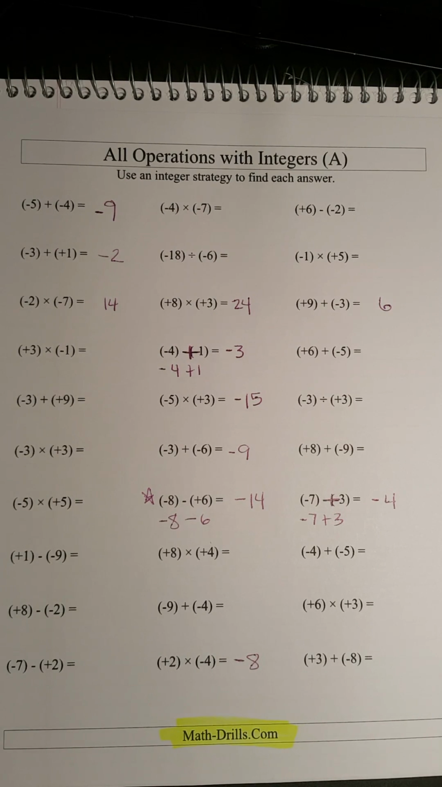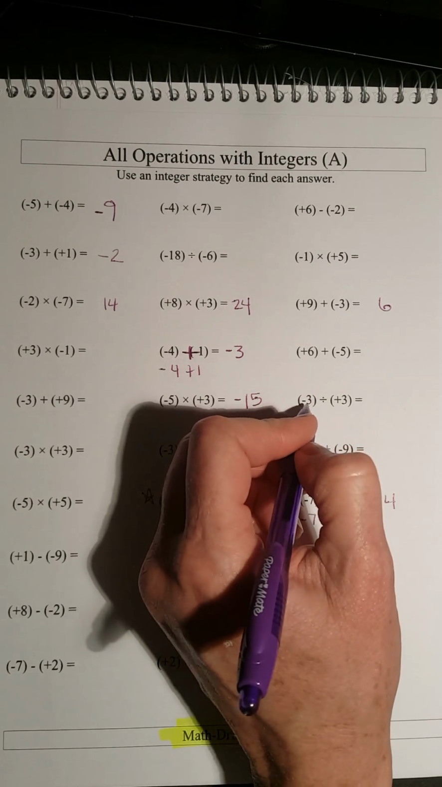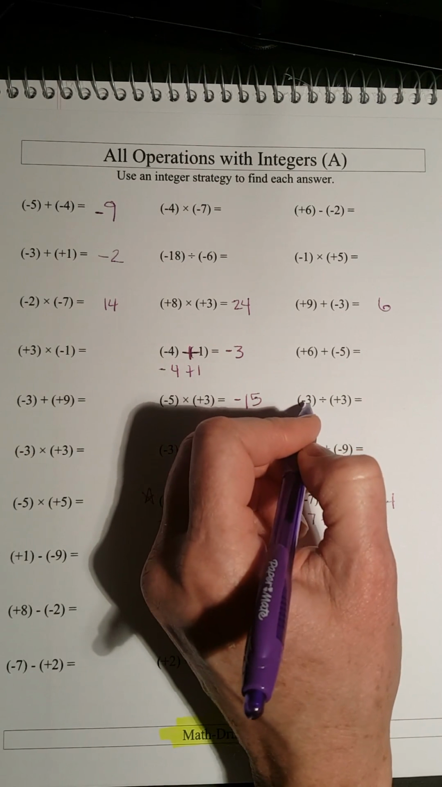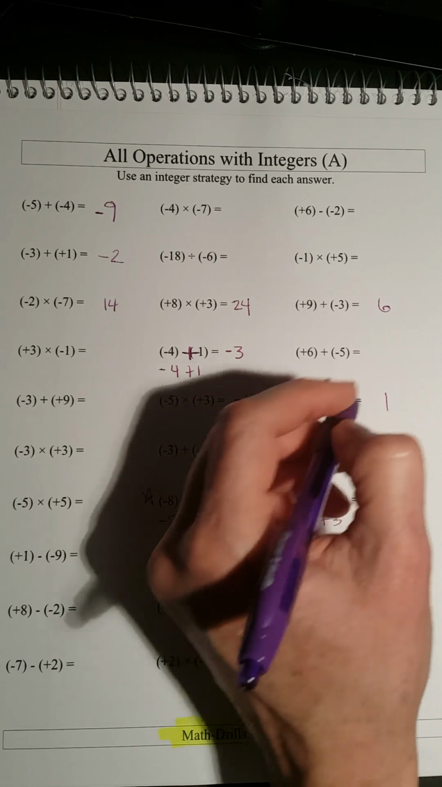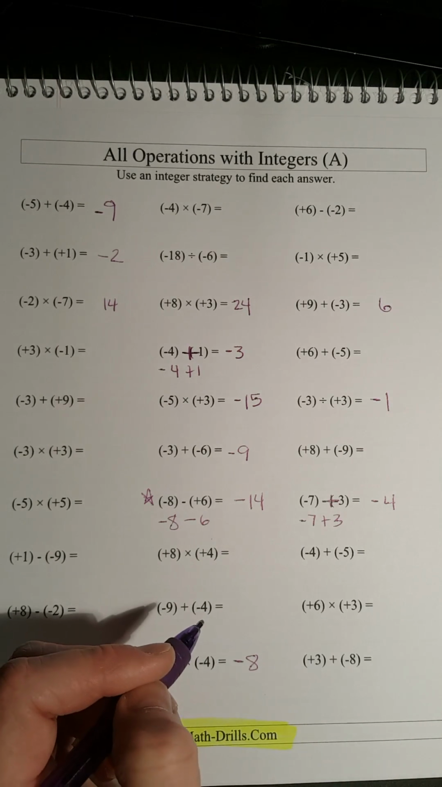Okay, let's do some division. So division problems. Right here is a division problem. So I have 3 divided by 3, right, which is 1. They're different signs, negative answer.